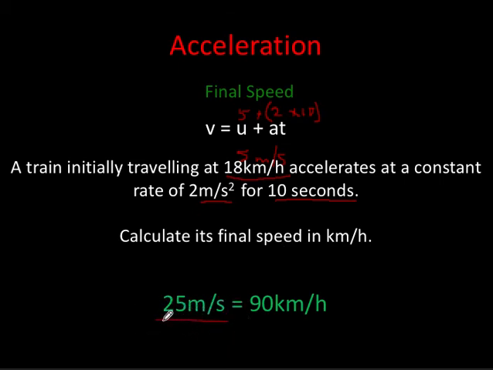25 meters per second. But remember, the question is asking you to give your answer in kilometers per hour. So in order to go from this 25 meters per second, you would multiply it by 3.6. And if you multiply 25 by 3.6, that gives you 90 kilometers per hour.